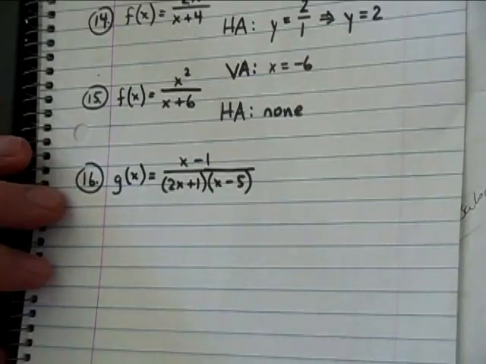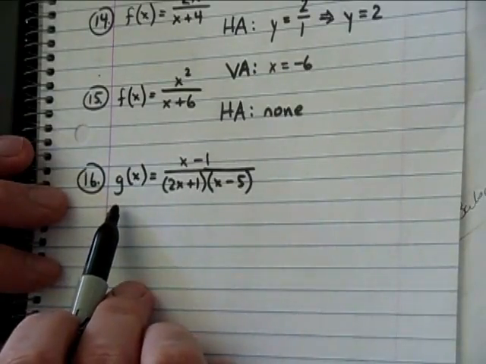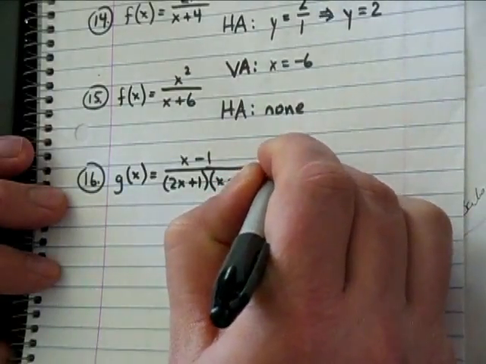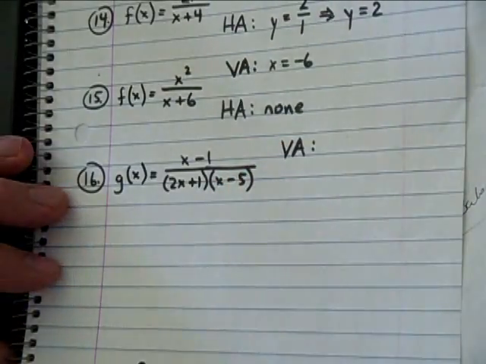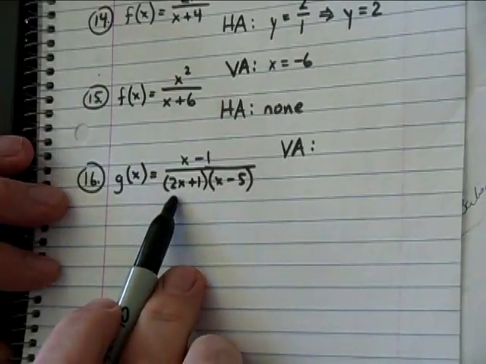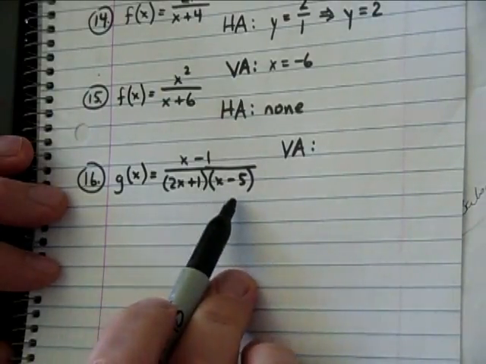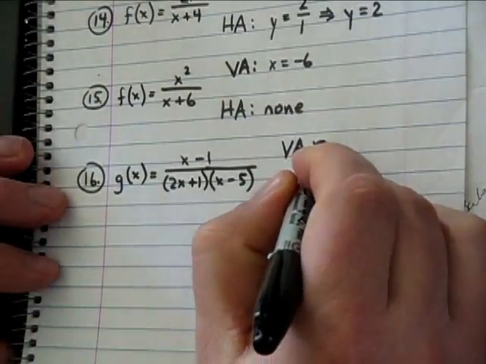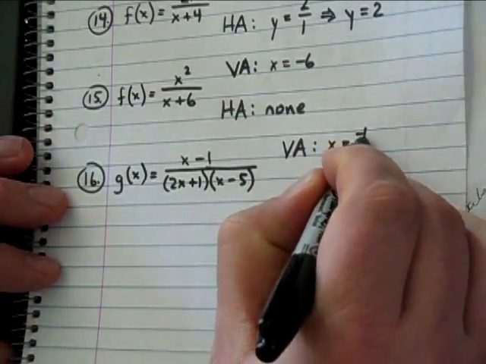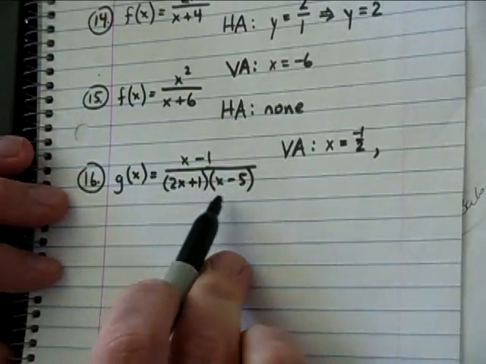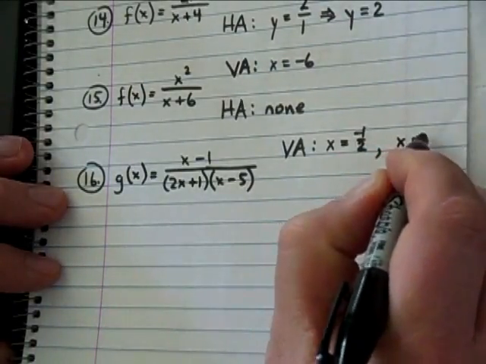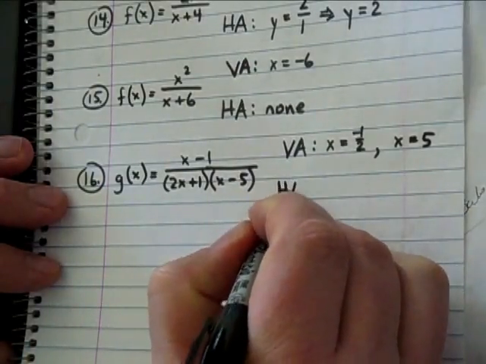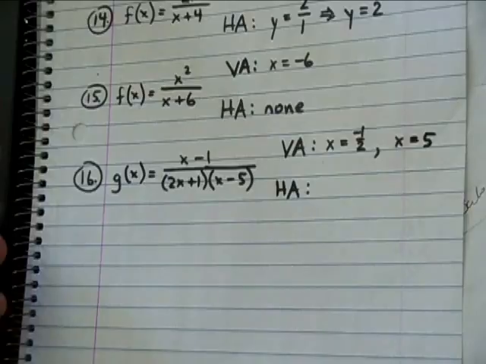Now let's look at a third example, number 16. We've got this rational function. Again, vertical asymptotes are simply setting the denominator equal to 0. Well, in this case, it's already factored for you. If you were to set the denominator equal to 0, this factor would give you a result of x equals negative 1/2, and this factor would give you a result of x equals 5. So that's setting each factor equal to 0.